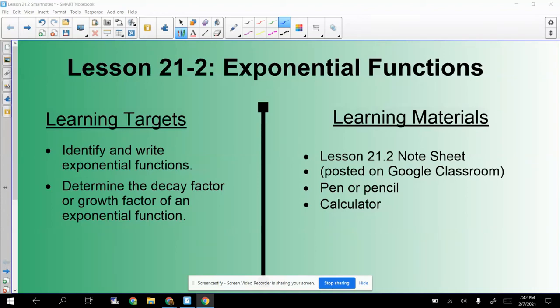Hi guys, welcome to lesson 21-2, which is about exponential functions. For this lesson, you will find a note sheet that I've posted on Google Classroom. You will want a pen or a pencil and also your calculator nearby.